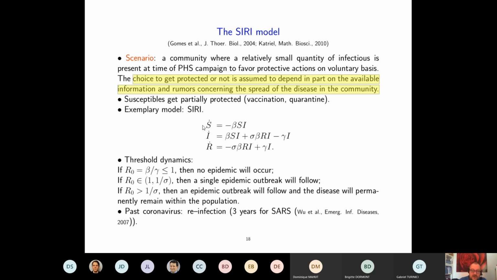So why the choice of this model, the SIRI model, which is another version of the classical SIR model? Because here we have a three-way dynamics, depending on the value of the basic reproduction number. If the basic reproduction number is less than 1, as usually, in most of the cases, but not all the cases, no epidemic will occur. Starting from a certain number of infectious in the community, we will just see a decline of this number.